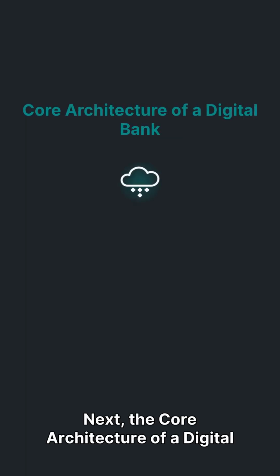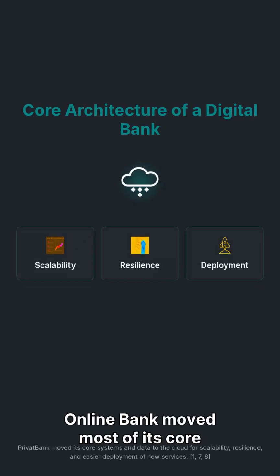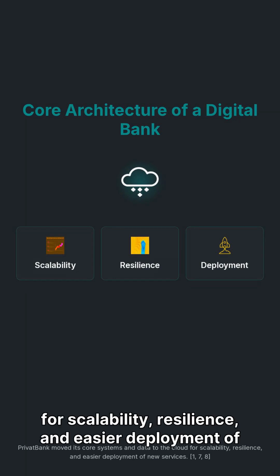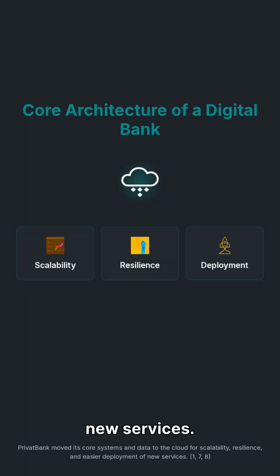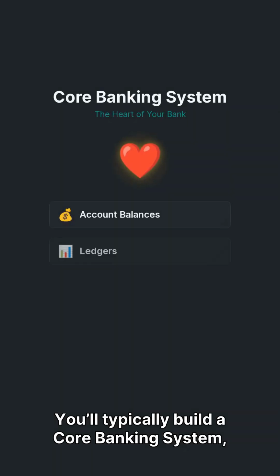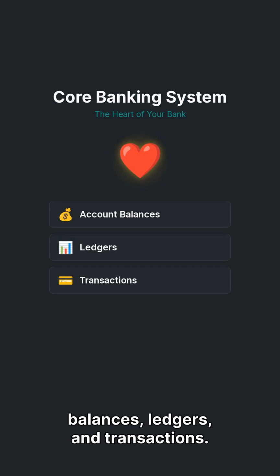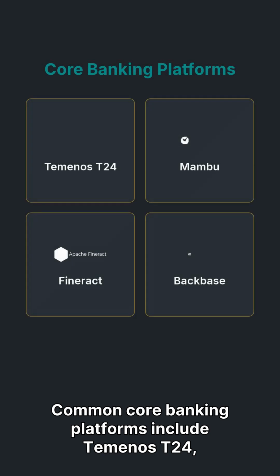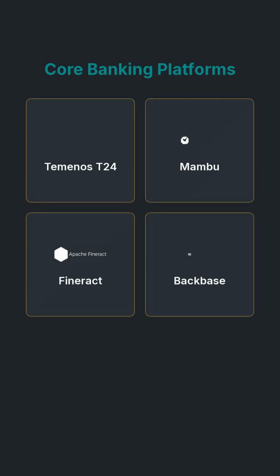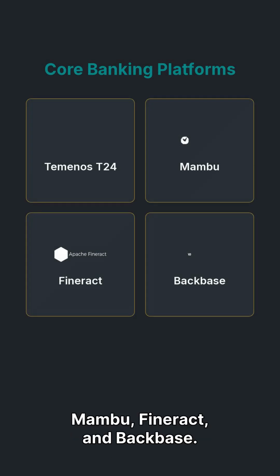Next, the core architecture of a digital bank. Online Bank moved most of its core systems and client data to the cloud for scalability, resilience, and easier deployment of new services. You'll typically build a core banking system, the heart of your bank, managing account balances, ledgers, and transactions. Common core banking platforms include Temenos T24, Mambu, Fineract, and Backbase.